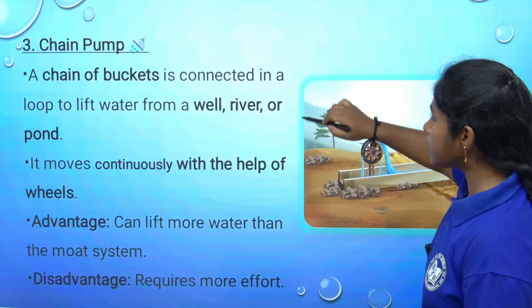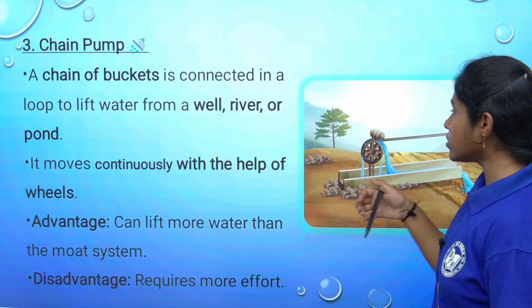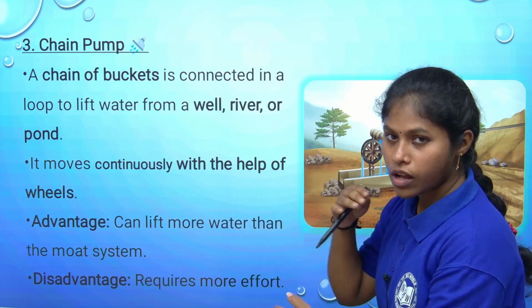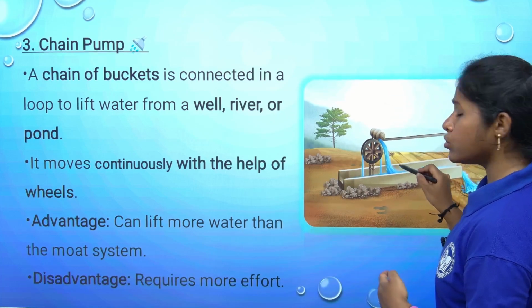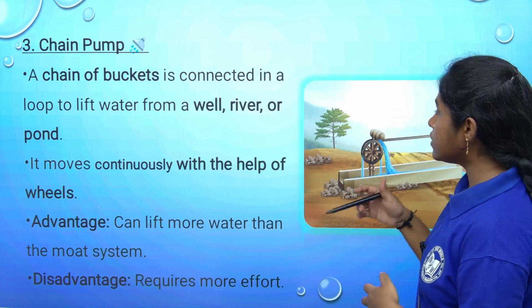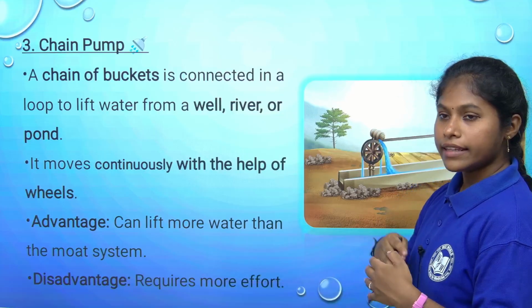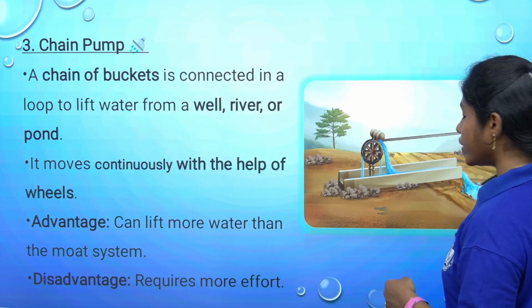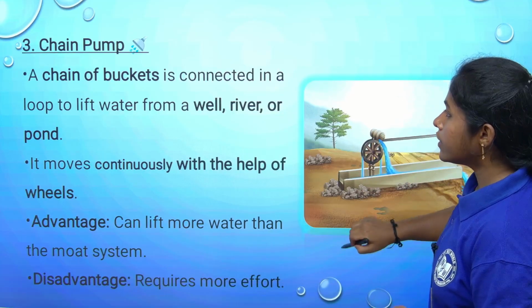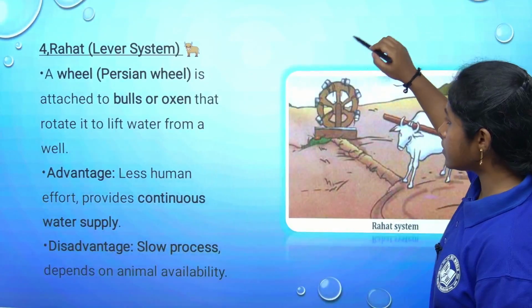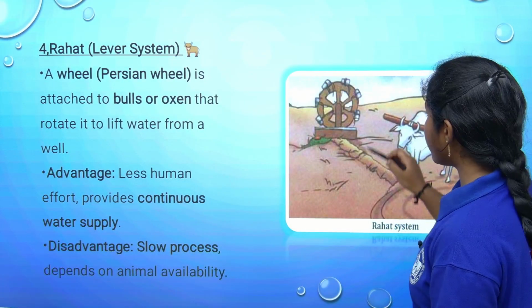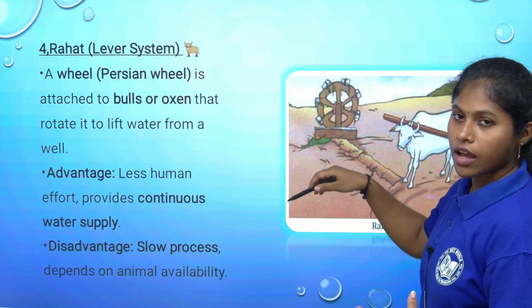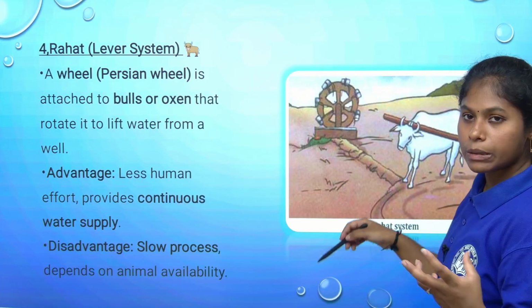And then the moat system is effective. The Dekli chain pump is effective because it is a loop carrying buckets of water and passing it through the fields, right children? It takes water from the well and the water goes to the fields. Then the Rahat system is very efficient. It was used in large fields in olden days through the Persian wheel, having many buckets, depending on the availability of animals.